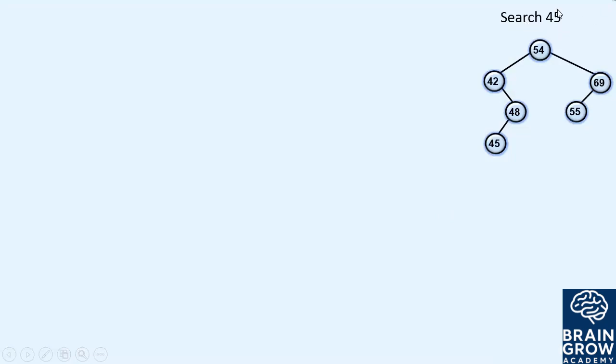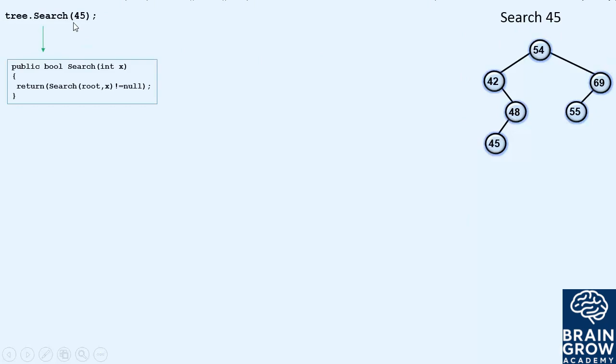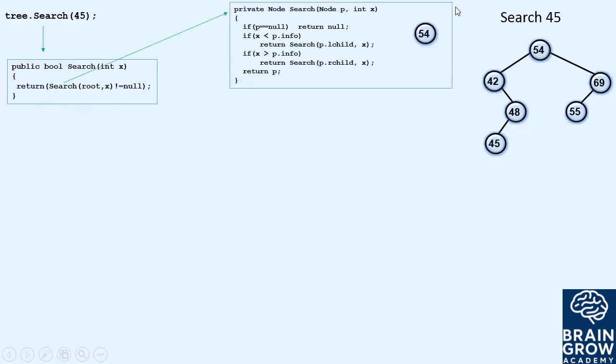Suppose we have to search for key 45 in this binary search tree. So first we call this public method search, and inside this method, this private method search is called with root as the argument. So in the first call, this p refers to the root node. So p refers to this node 54.